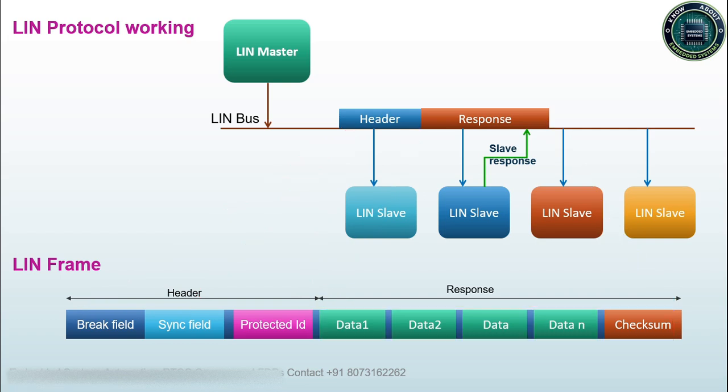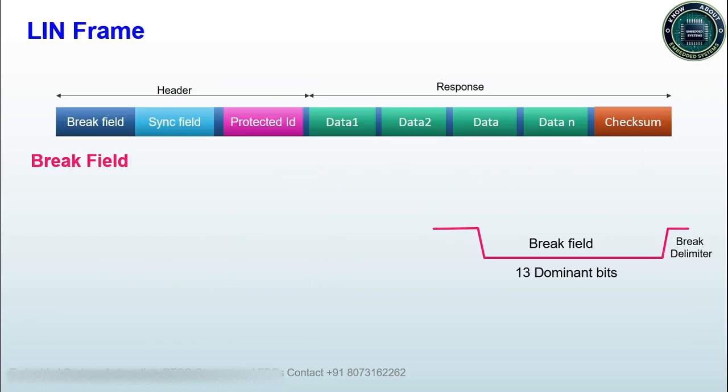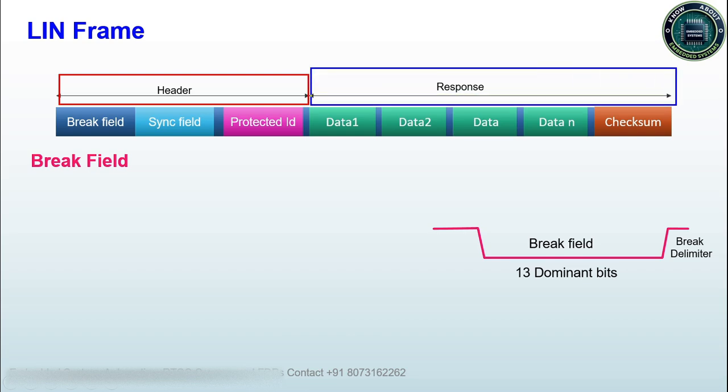I hope this is clear. The LIN frame, as I told you already, is broadly divided into two parts: one is called the header and one is called the response. The header will have three important pieces of information: the break field, sync field, and protected ID. On the other hand, we have the response. The response will be given from the slave side. Header information will be transmitted from master to slave, and the response will be given from the slave to master. This information you should know.